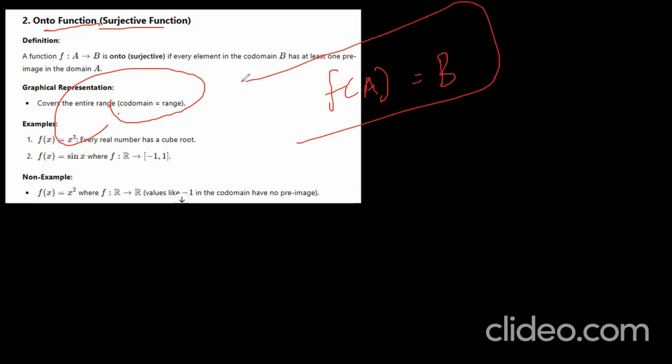That is, f maps A into B is onto, f of A should be equal to B. Okay, got it? Now we will find how many surjections we are getting if you consider two sets. If n of A is equal to m and n of B is equal to 2, then what is the number of possible onto functions?